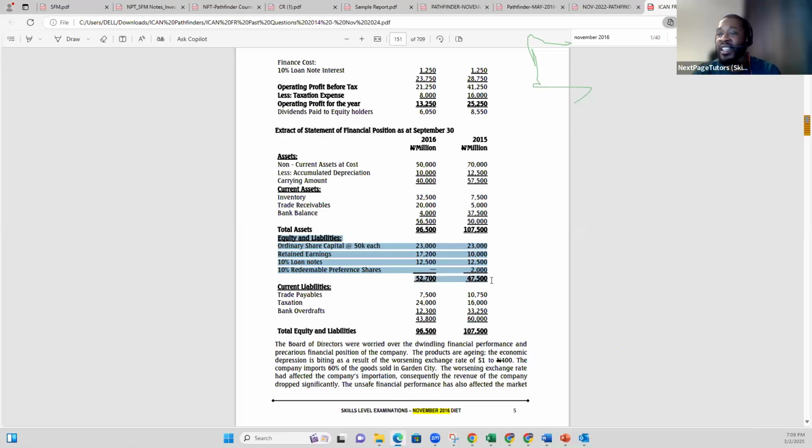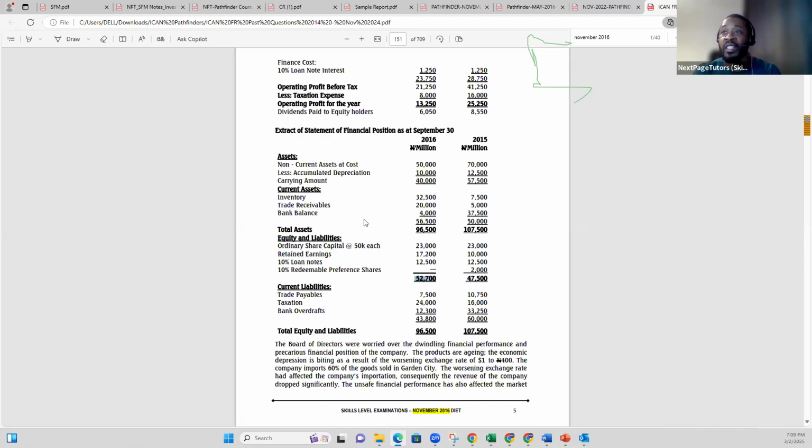Can you see the nature? Okay, let me explain. Equity and liability. They put ordinary share capital, retained earnings. Those are equity. Then 10% loan notes, 10% redeemable preference share. Those are non-current liability. Added together, we have equity and non-current liability of 52,700.